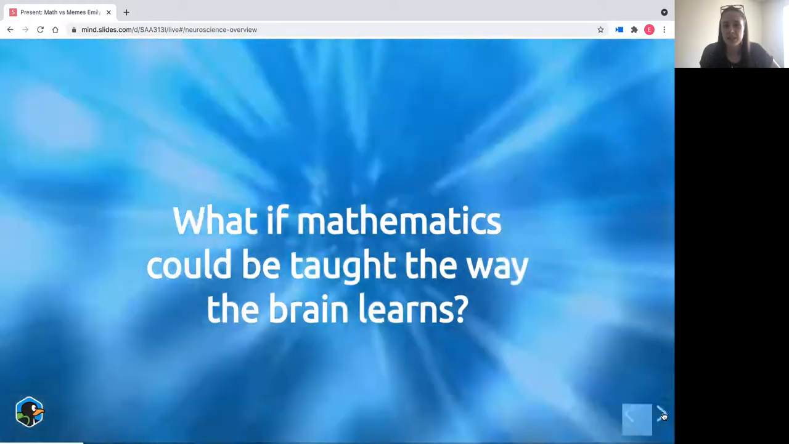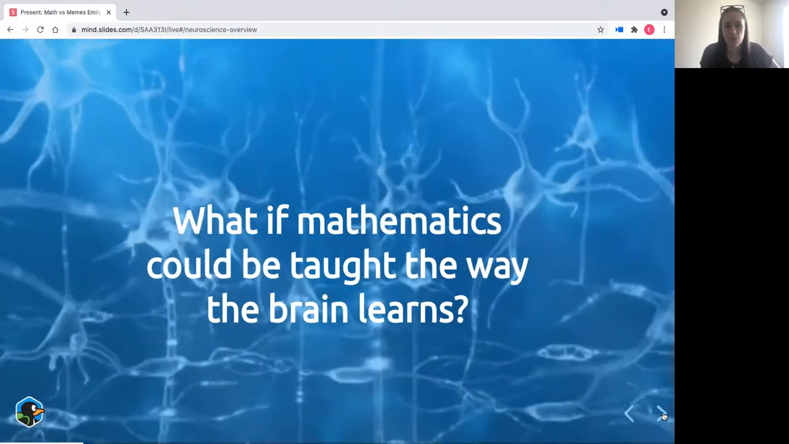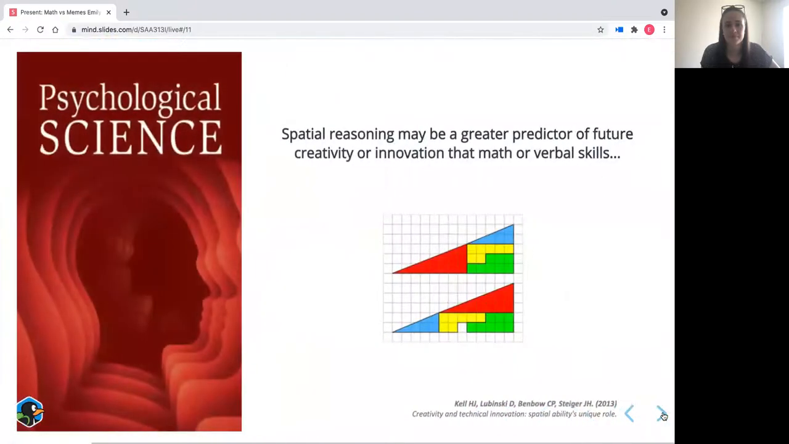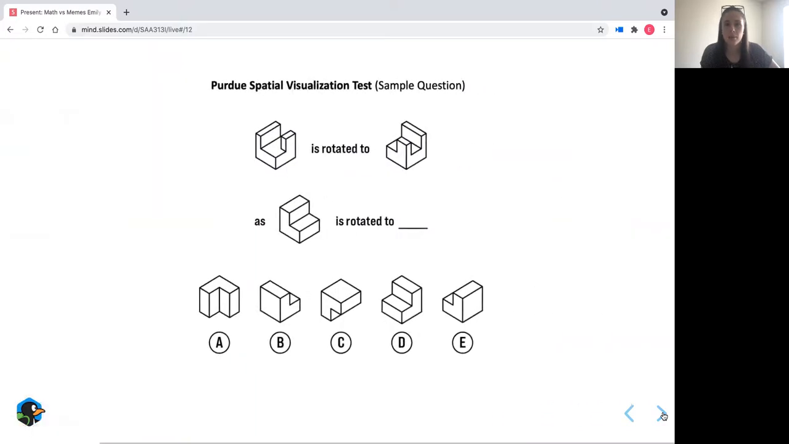I want to dive deeper into the importance of spatial temporal reasoning. Spatial temporal reasoning is the ability to mentally move objects over space and time to solve multi-step complex problems. It has been shown to be a greater predictor of future creativity and innovation, more so than math or verbal skills. In the widely popularized Purdue spatial visualization test, students in STEM majors' spatial temporal reasoning, their conceptual understanding, was the greatest predictor of their success in their STEM field.